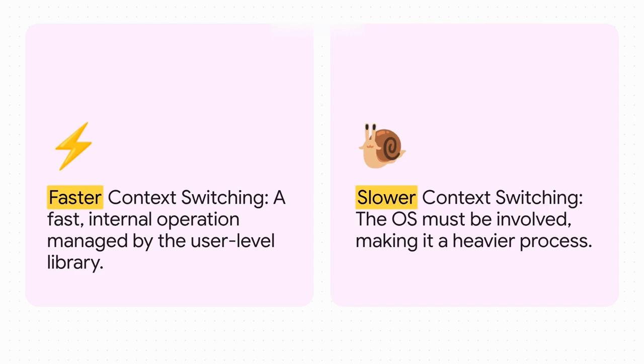And that speed advantage doesn't stop there. It carries right over to something called context switching. That's just a fancy term for when the system pauses one thread to let another one run. For user-level threads, this switch is super, super fast. Again, it's all handled internally by the app's own library. But for kernel threads, you guessed it, the OS has to get involved to manage the switch, and that just makes it a much heavier, slower operation.